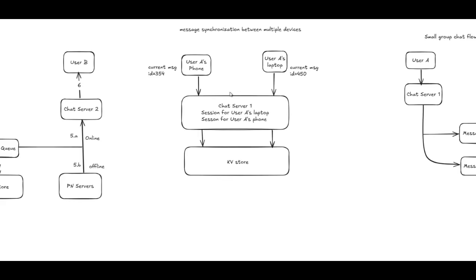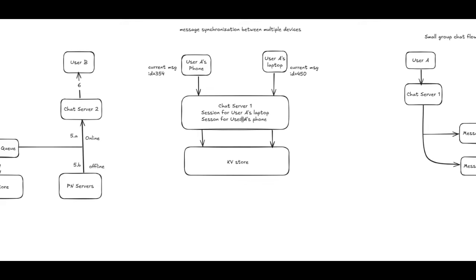When user A logs into the chat app with her phone, it establishes a WebSocket connection with chat server 1. Similarly, there is a connection between the laptop and chat server 1. Each device maintains a variable called current message ID, which keeps track of the latest message on the device.